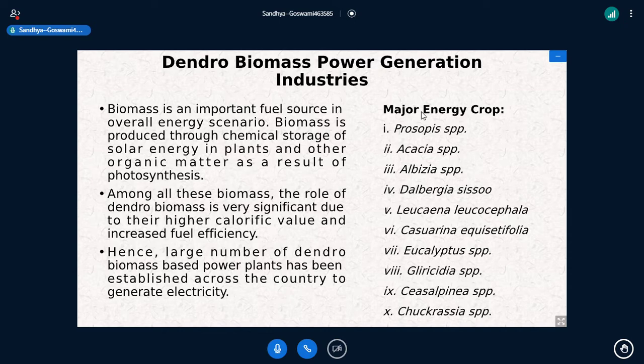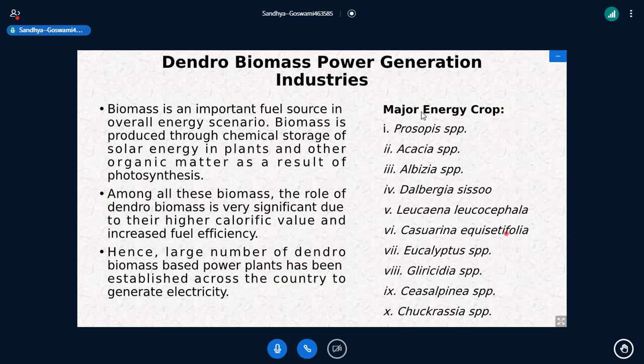So any wood that is having higher calorific value means more heat energy will be produced. That will be one of the important dendrobiomass for power generation. Because higher calorific value means more fuel efficiency, right? More heat energy we will be getting from it. So the woods being chosen as energy crops should have higher calorific value. And across the country, a lot of dendrobiomass based power plants are being established to generate electricity.